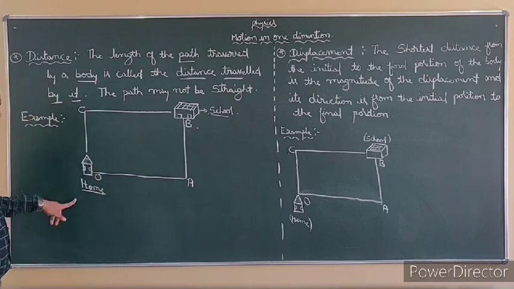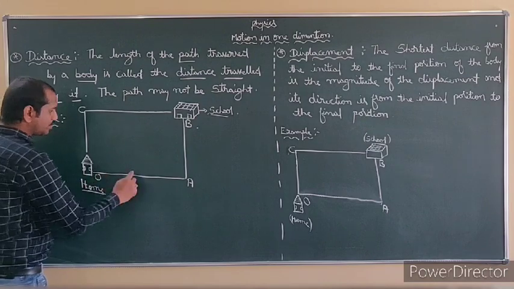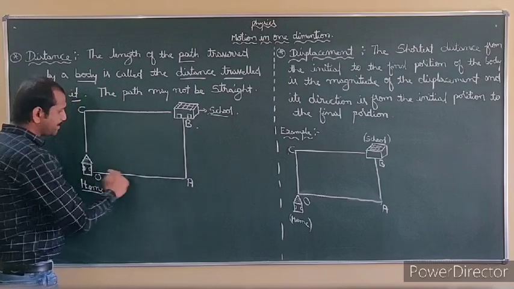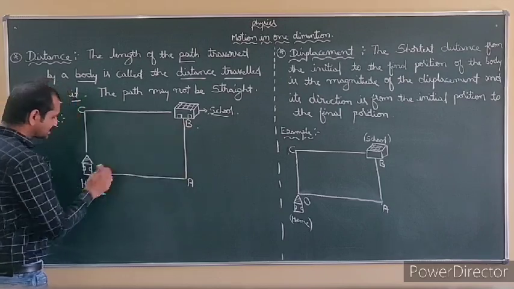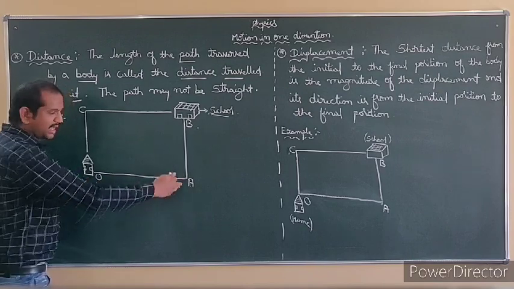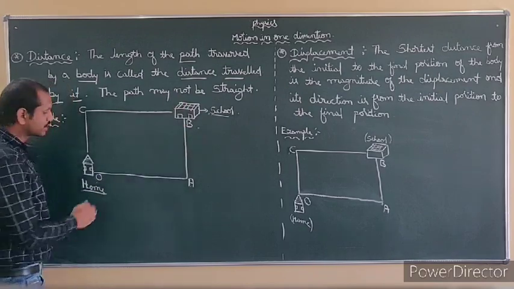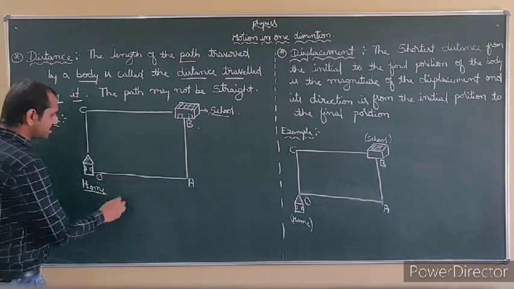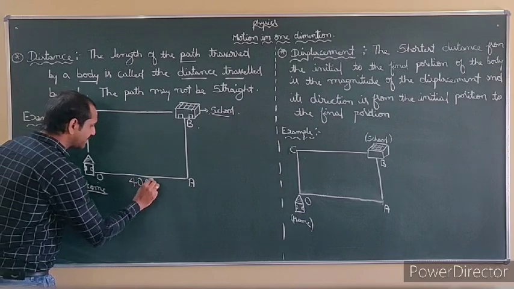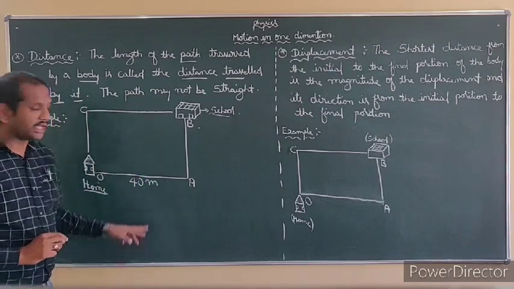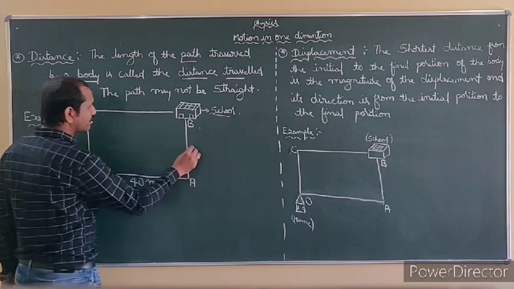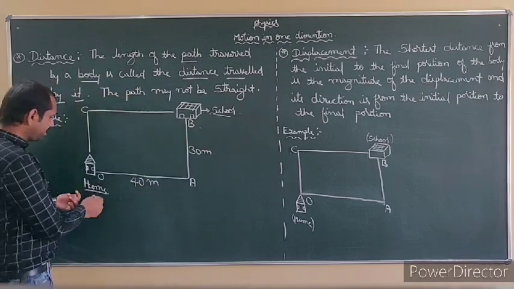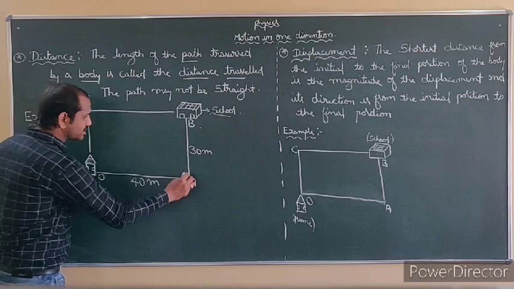Understand? So here, think that from home O to A, you are reaching school. This is the path you have been traveling. I have considered OA to be one path and AB to be another path, so that you will be traveling to school in this way. Now this OA, for example, has 40 meters of length, and from A to B you have 30 meters of length.